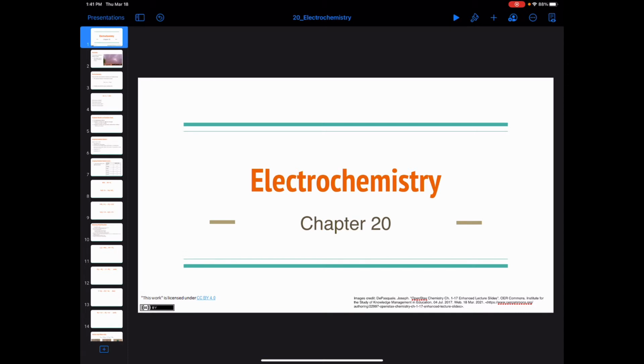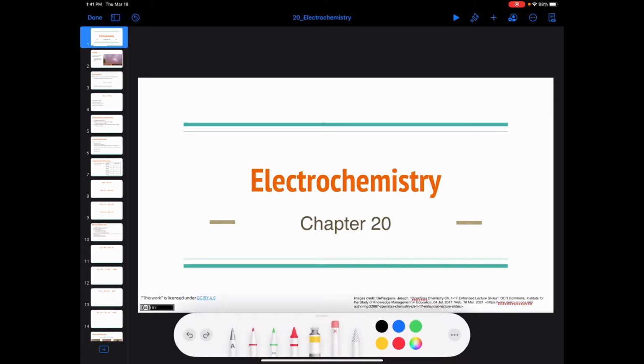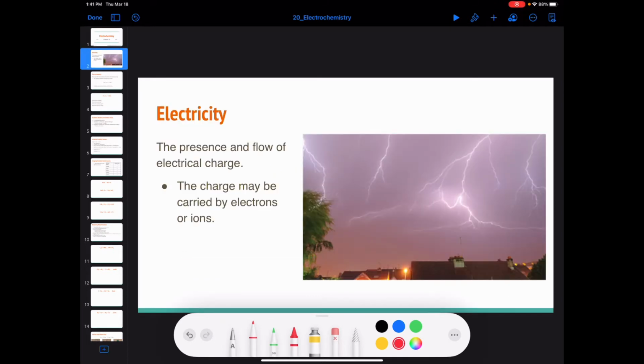As the name implies, we're going to be learning about chemistry, which is what we've been learning about all this time. But obviously now we're going to add in electricity. We're pretty familiar with how electricity works, right? We've all seen a lightning storm. We've walked across a fuzzy carpet with our socks on and then touched a doorknob and gotten shocked, right? So electricity is just the presence and flow of electrical charge. And that charge has to be carried by a charged particle. It could either be a negatively charged electron or a positively or negatively charged ion, but we need something in order to carry that charge.